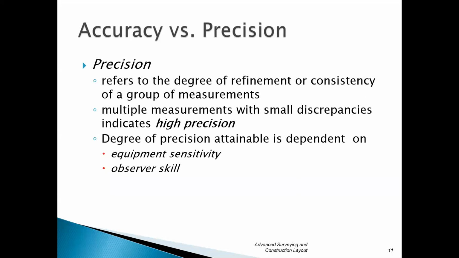The degree of precision attainable is dependent on equipment sensitivity and observer skill. And most of the equipment we use is pretty precise now. But usually you can look at it this way: the more expensive a piece of equipment is, usually the higher the sensitivity is, so it's going to have a better degree of precision. And also an observer has to be pretty good at turning angles and whatnot. So if they're not very good or they're getting parallax, those kinds of things could play in and make a difference.